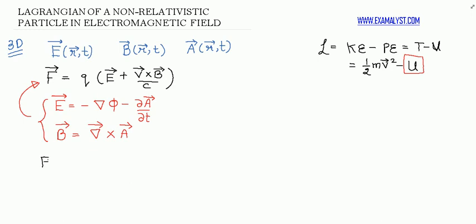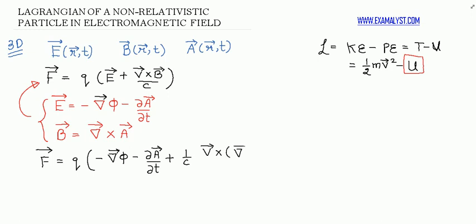So F, which is the force experienced by the particle in the electromagnetic field, turns out to look like this. In place of E, I can substitute minus the gradient of phi minus the partial derivative of the vector potential with respect to time. What else? There is a plus 1 by c, and there is v cross, and here we will write del cross A.